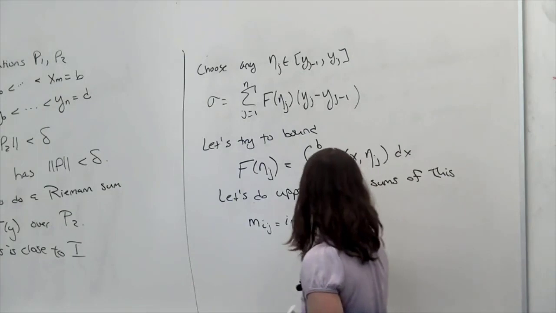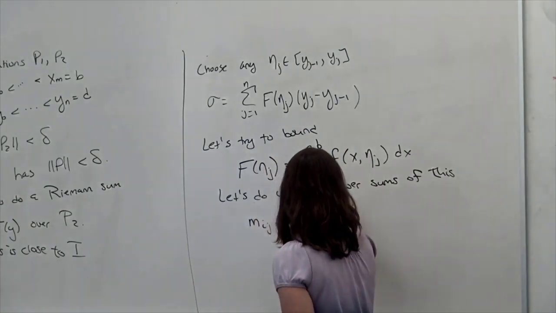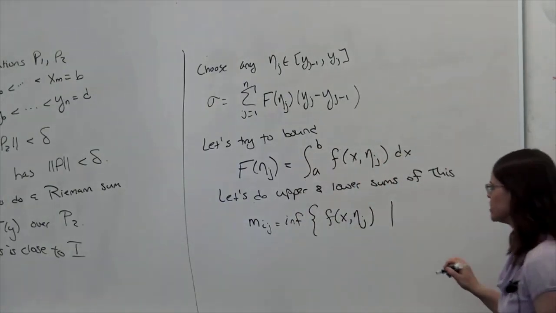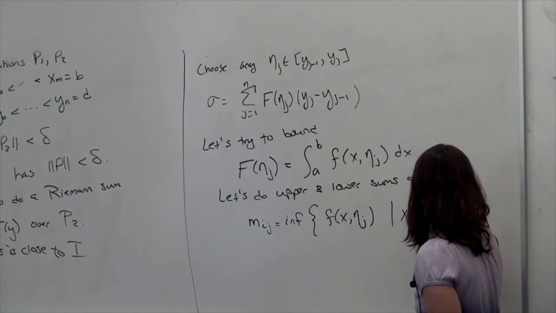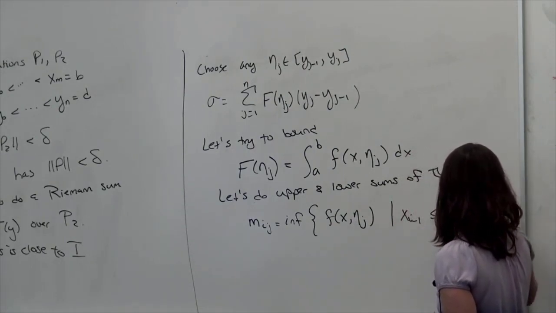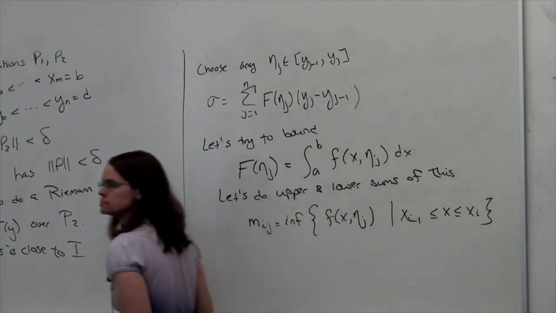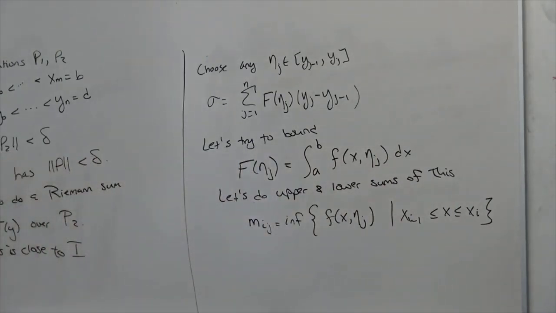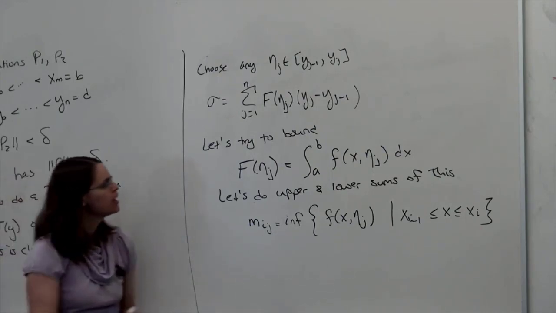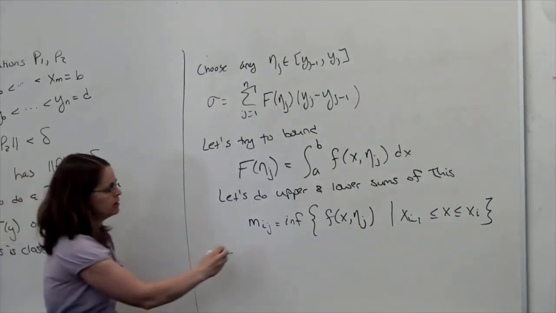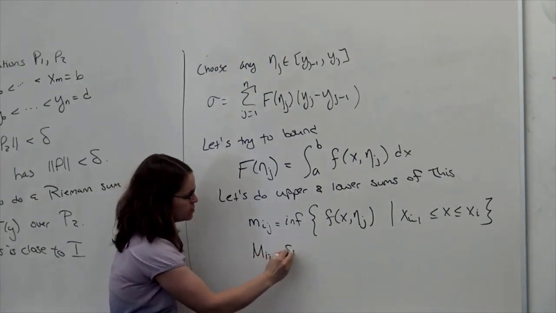of what? Of f of x, a to j. Again, we're only taking this infimum over the ith subinterval. A to j is just some number. Okay, this guy we know exists, so these are well-defined quantities. There's no issue there. Okay, same deal with the supremum.